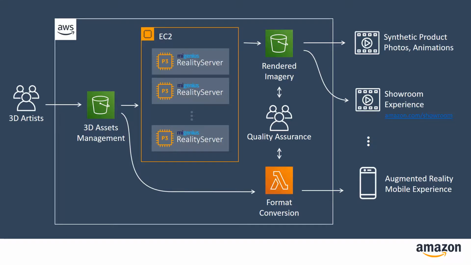For other use cases, we employ format transcoding and compression to make 3D assets more suitable for real-time rendering, for example in mobile user experiences. Note that all customer-facing assets are subject to a quality assurance process before they're released and made publicly available. Finally, we deploy the assets to the various customer experiences shown on the right-hand side of the slide, including synthetic product photos, the showroom experience, and finally the augmented reality experience, which relies on reduced fidelity 3D assets in order to achieve real-time performance.